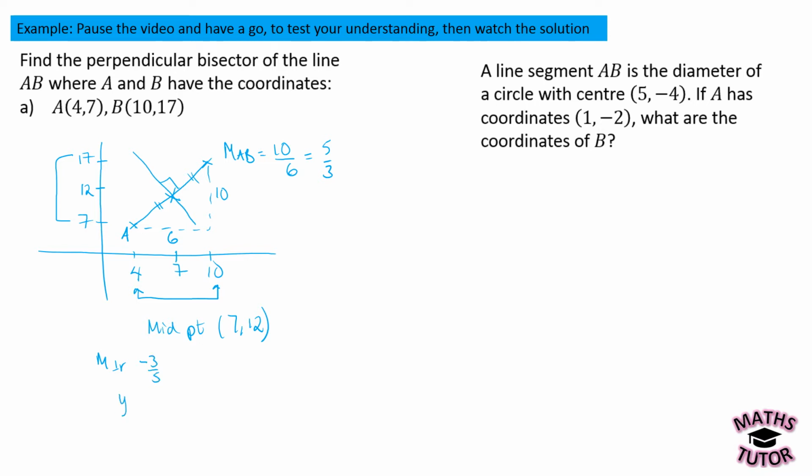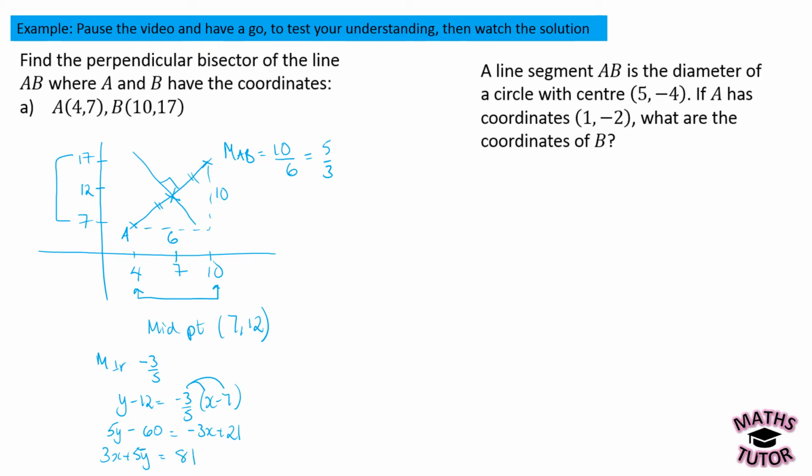And then we do y minus 12 is equal to minus 3/5 (x minus 7). Now at this stage I would times throughout by 5, so we go clear of fractions. 5y minus 60, and then take that minus 3 in, minus 3x plus 21. Collect everything to one side. Let's have 3x plus 5y, and put the numbers on the other side, is equal to 81.